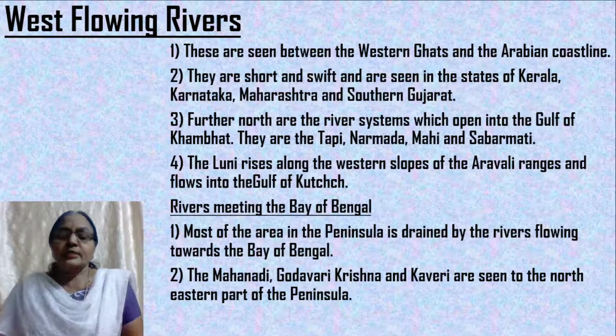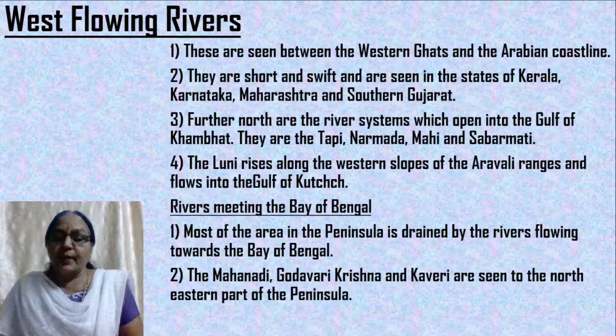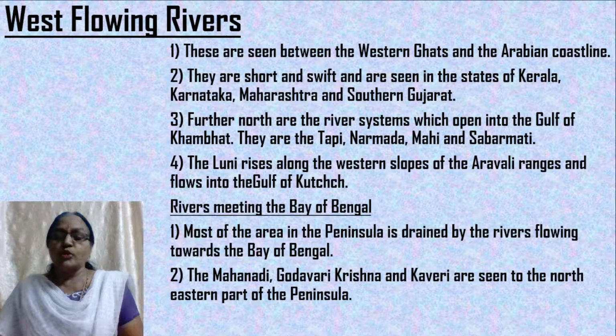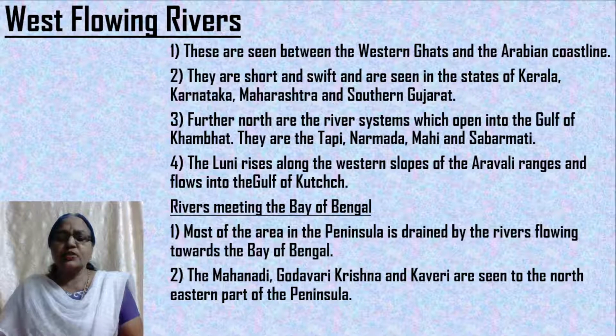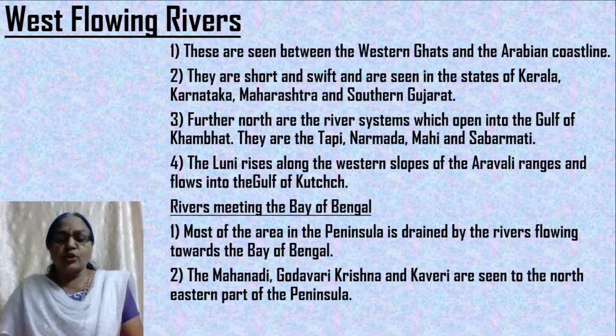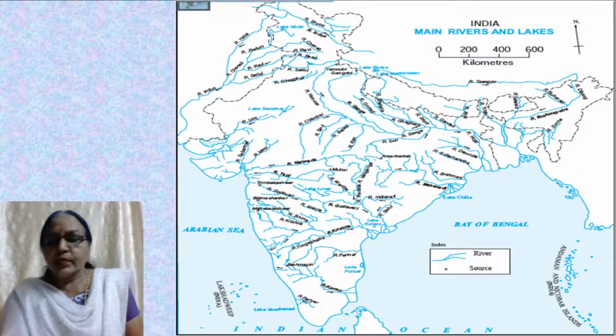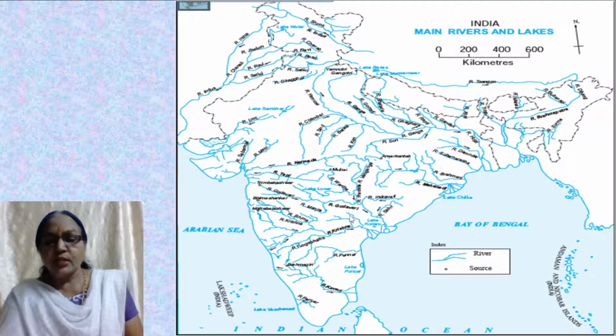Now, let us come to the rivers which meet the Bay of Bengal. Most of the area in the peninsula region is drained by the rivers which flow into the Bay of Bengal. We have many great rivers like Mahanadi, Godavari, Krishna, Kaveri, etc., which are seen in the eastern part of the peninsula. Now, can you see these rivers? We have the Godavari here, Kaveri, then Mahanadi River. So these are some rivers of the peninsula region.